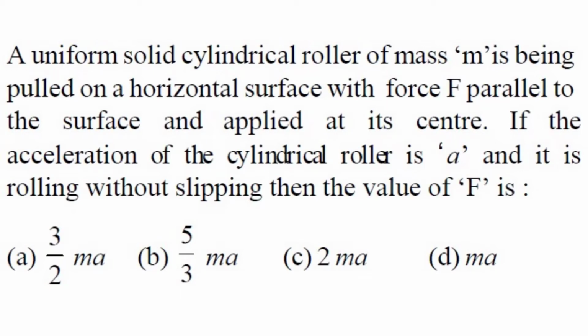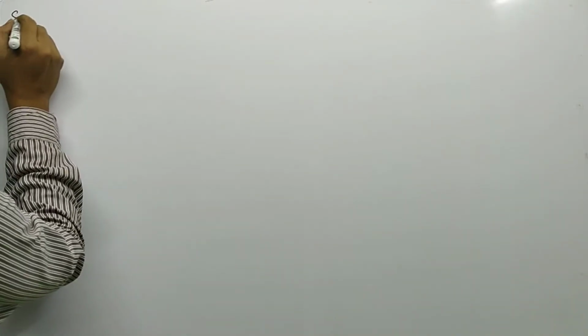A uniform solid cylindrical roller of mass small m is being pulled on a horizontal surface with force capital F parallel to the surface and applied at its center. If the acceleration of the cylindrical roller is A and it is rolling without slipping, then the value of capital F is... Solution.